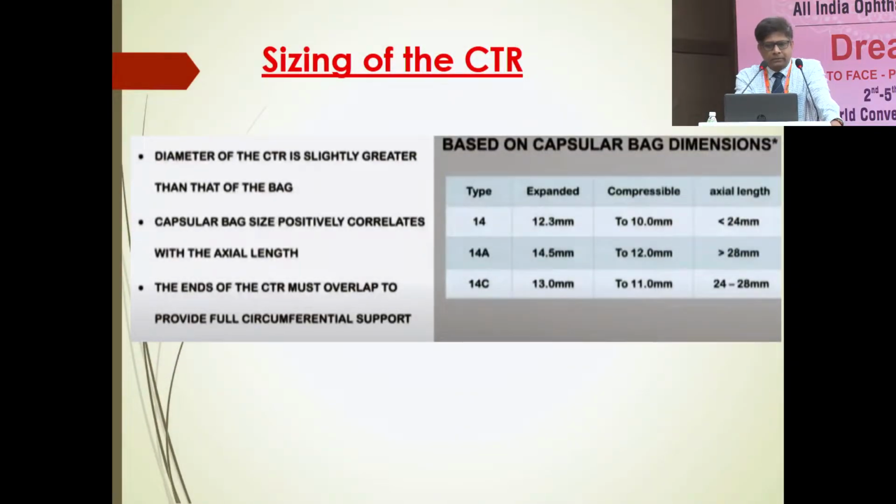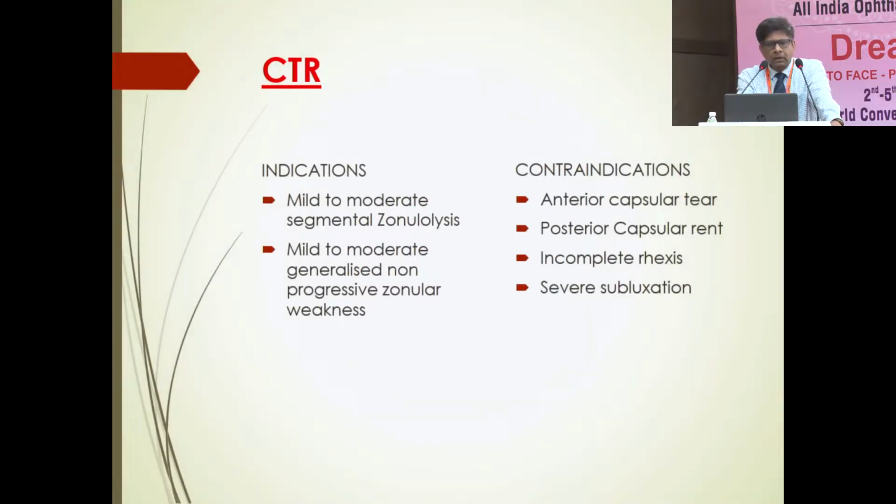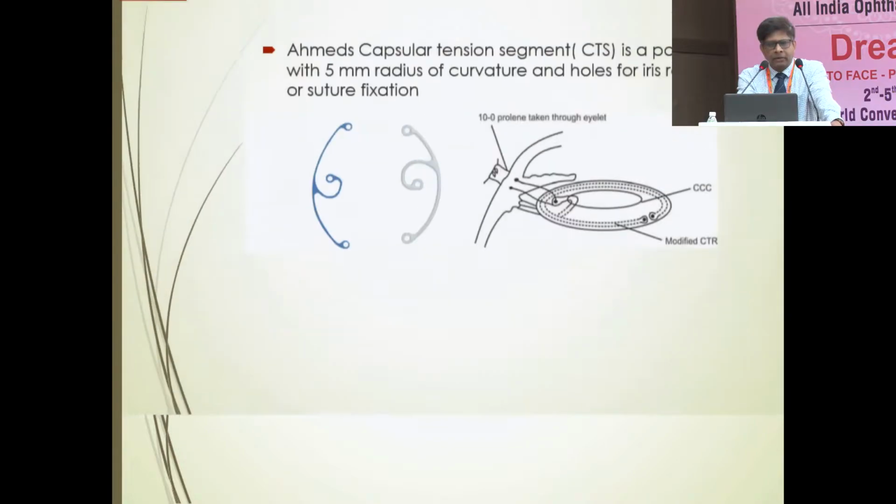And the size of the CTR, we should know how to choose the size. It actually depends on the axial length of the globe. The beginners should know when not to use the CTR, such as in anterior capsular tear, in posterior capsular rent, in incomplete rexis, and in severe subluxation. CTR will not help. We need to fix the bag in those situations.